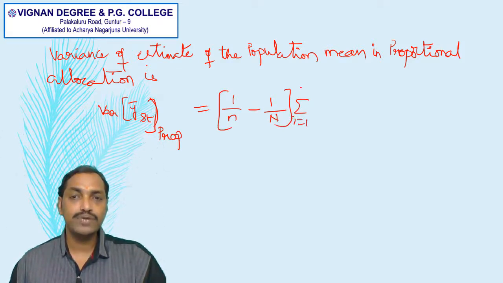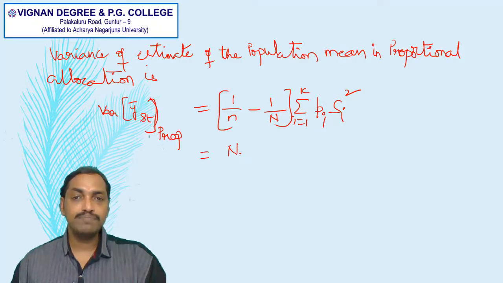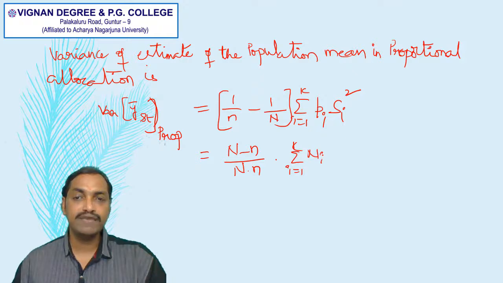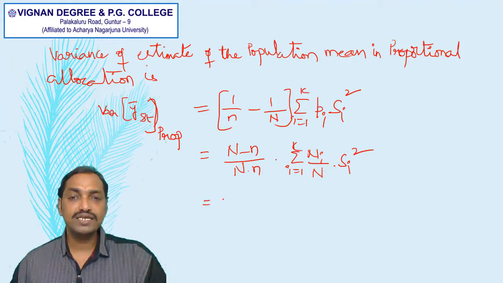which is equal to capital N minus small n divided by capital N into small n into summation i is equal to 1 to k. This Pi is nothing but capital Ni divided by capital N into Si square, which is nothing but capital N minus small n divided by capital N into capital N becomes capital N square into small n into summation i is equal to 1 to k capital Ni into Si square.